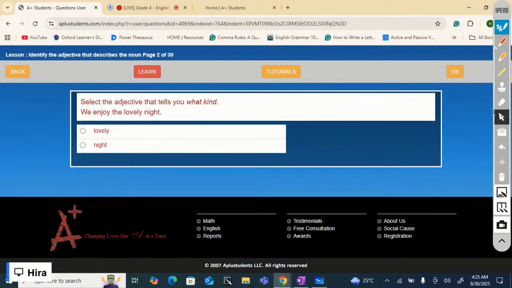Now select the adjective that tells you what kind. We enjoy the lovely night. Is lovely an adjective that tells you what kind, or night an adjective? Which one? I'm waiting.